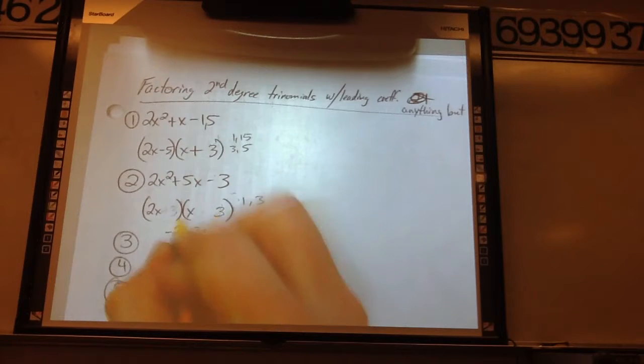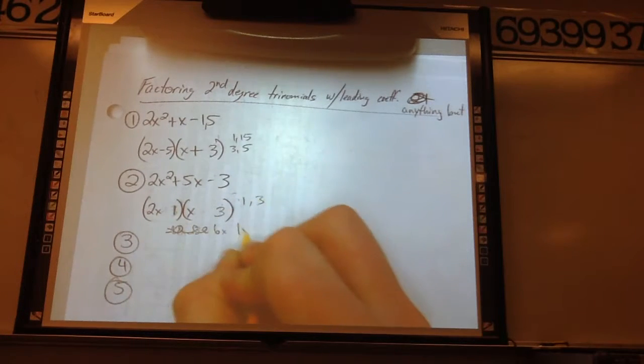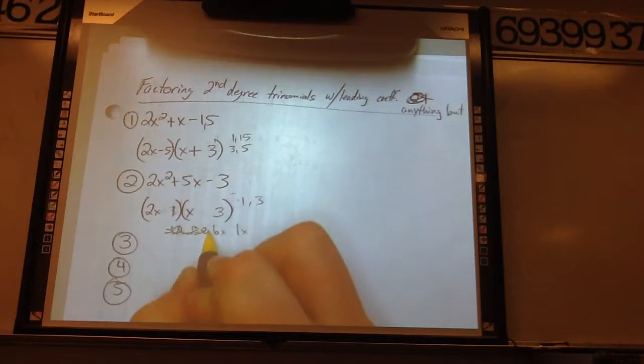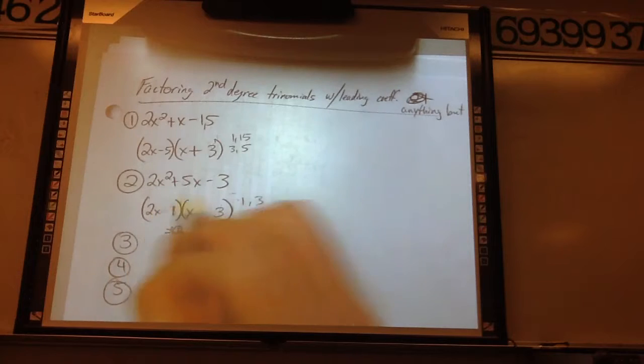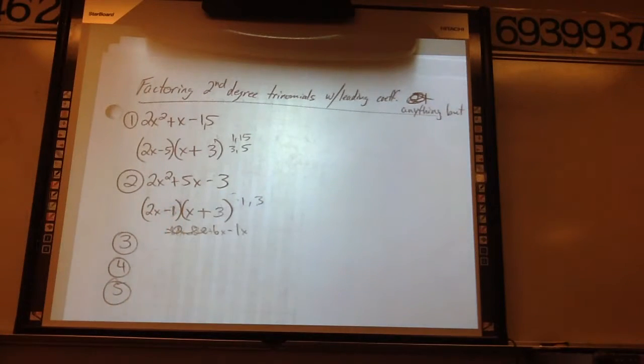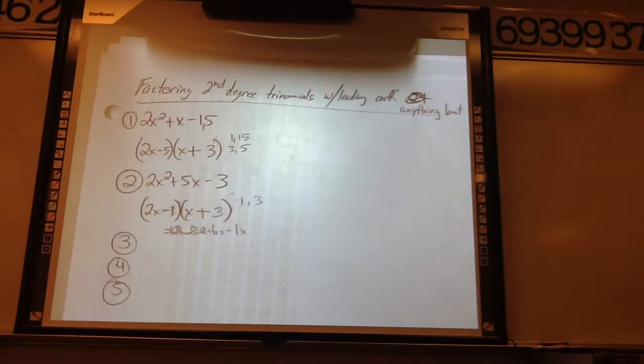If I put a 3 here and a 1 here, I get a 6x and a 1x. Can I make a 5 out of those? Yes. Ooh, +6 minus 1. So that's where the 6 comes from. That'll be positive, the 1 negative. Now I get -3 also, so that is actually the answer.